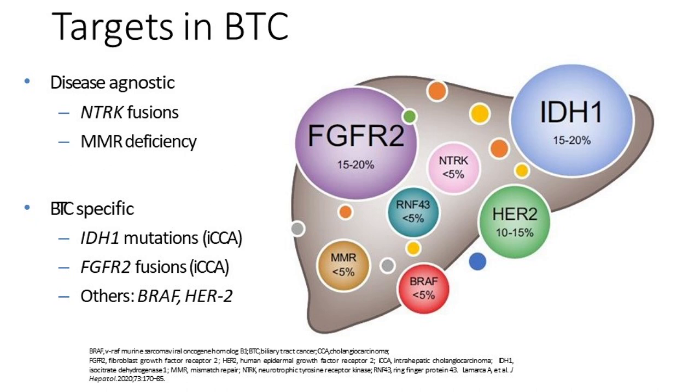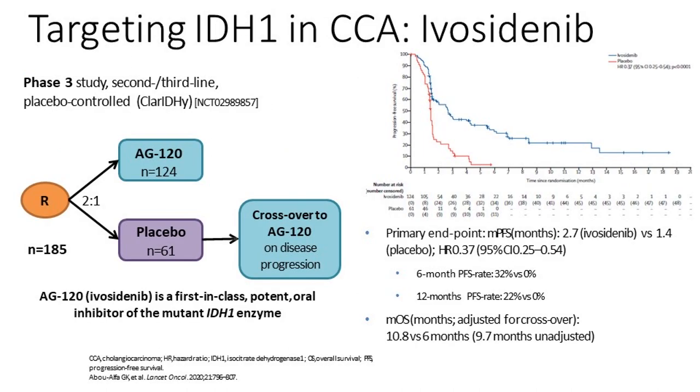So these are all mutations which are pretty common. The percentages are over there. When I say common, it's like 15% to 20%. And if you see here, this is a randomized trial where an IDH1 inhibitor, ivosidenib, was given and compared to placebo, and you see those patients are living better.